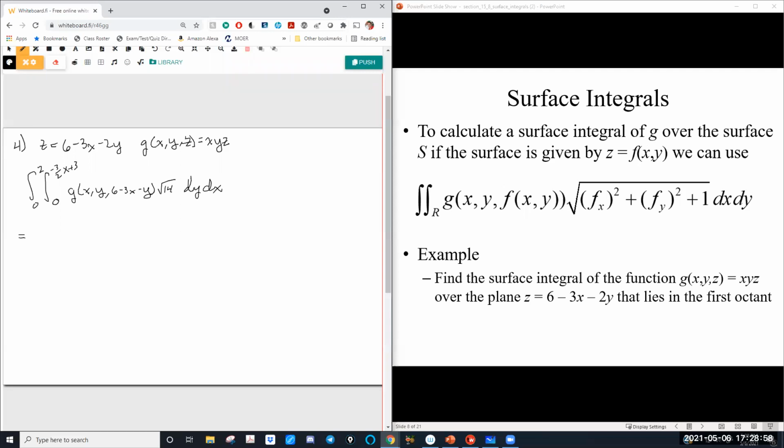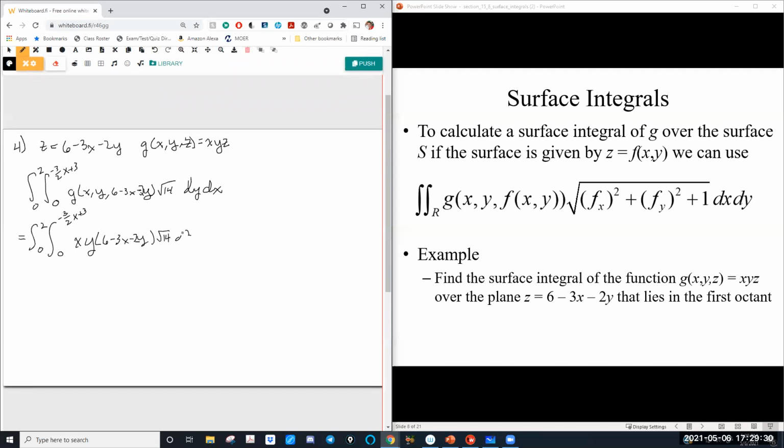Now let's just see what this is going to look like when we set it up, and then we'll be ready to compute. Minus 3/2 x plus 3. So we take our function, which is xyz. So x, y, and then again, z is going to be this thing right here: 6 minus 3x minus, sorry, that should be minus 2y. Should be a 2 right there. Times rad 14 dy dx.